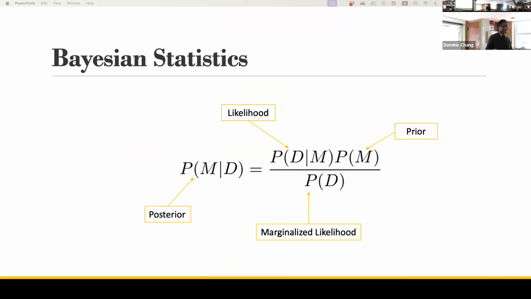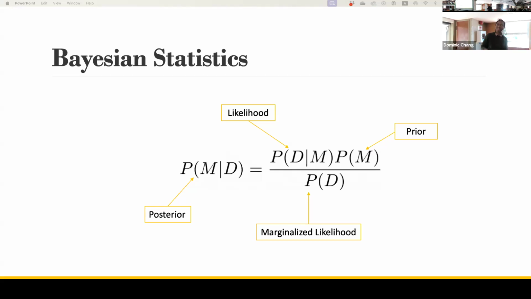On to the next topic in that title, the Bayesian part. I don't know how many people are familiar with Bayesian statistics, but it's really simple. It just boils down to Bayes' theorem, and all that is saying is that the probability of the model given the data is equal to the probability of the data given the model, times the probability of the model, divided by the probability of the data.